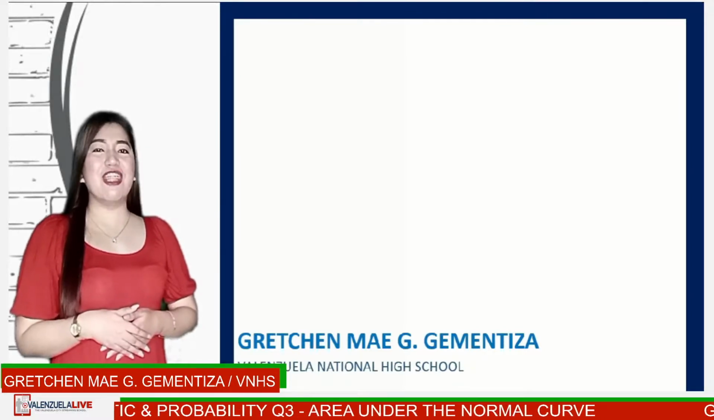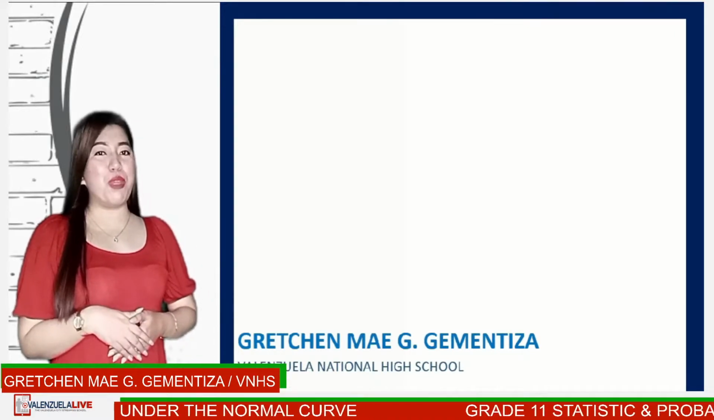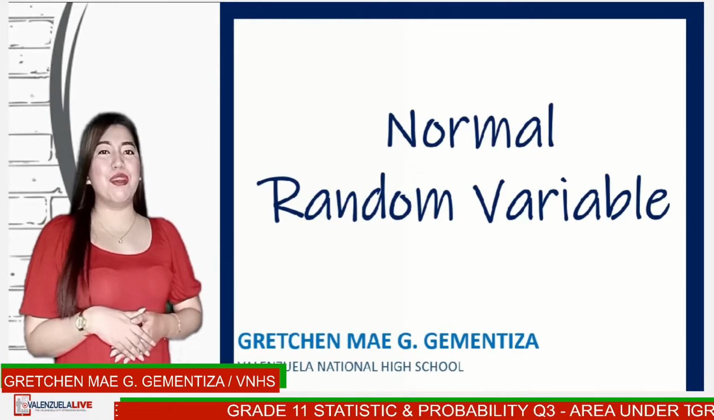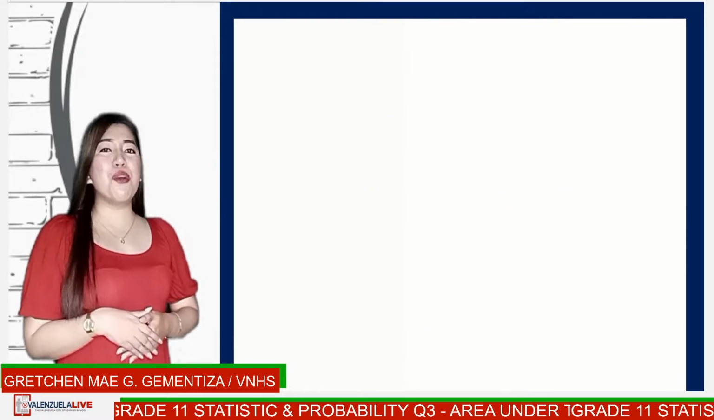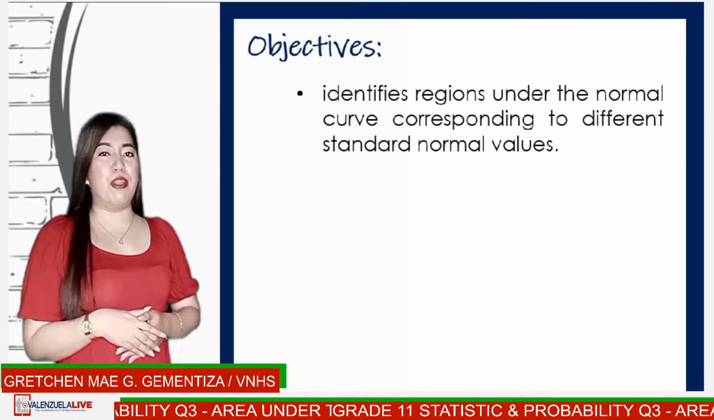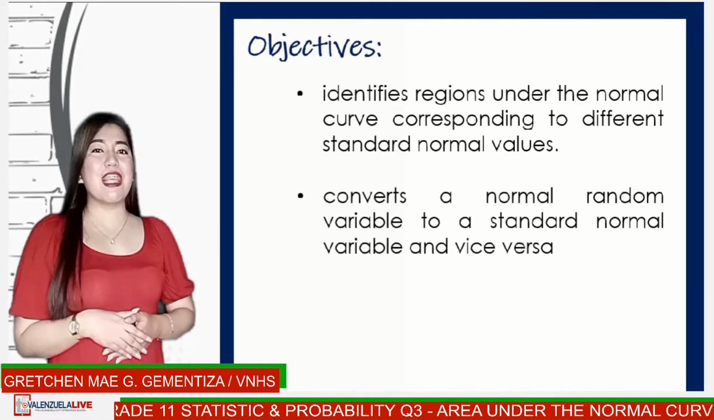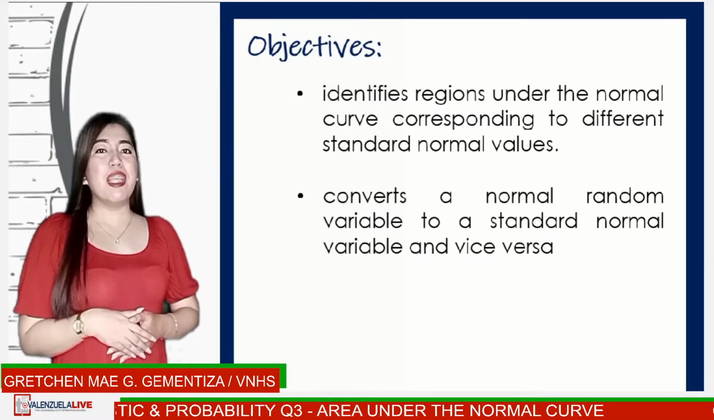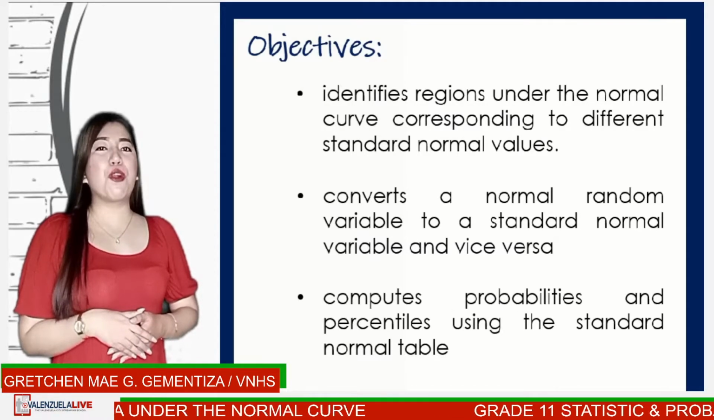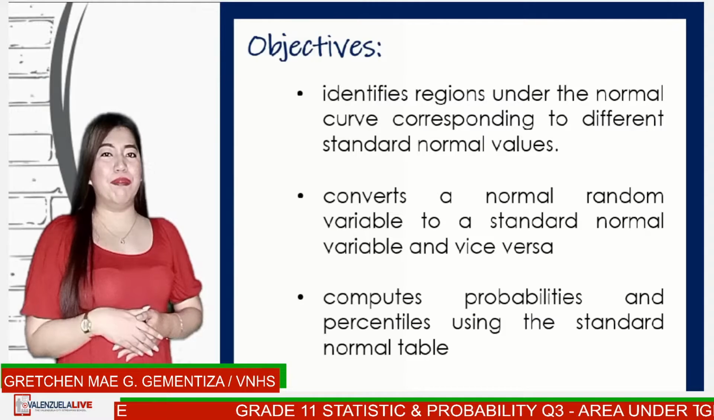Good morning, parents, teachers, and learners. Welcome to Valenzuela Live. We are now on our week 4 of quarter 3. Our topic for today is about normal random variable. In this lesson, you will learn to first, identify regions under the normal curve corresponding to different standard normal values. Next, convert a normal random variable into a standard normal variable and vice versa. And last, compute probabilities and percentiles using the standard normal table.